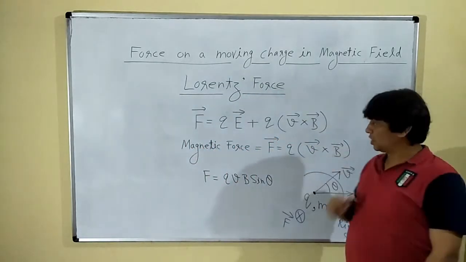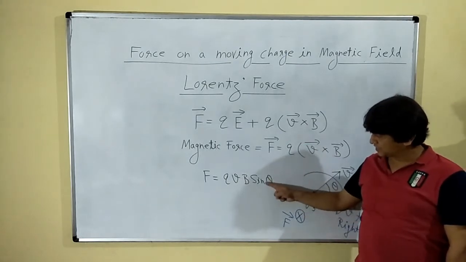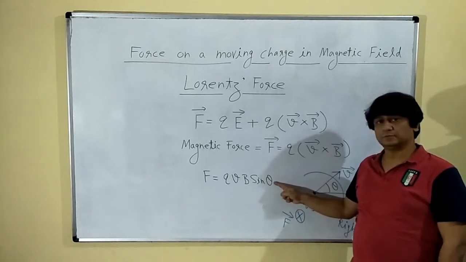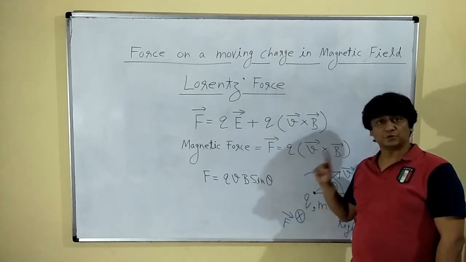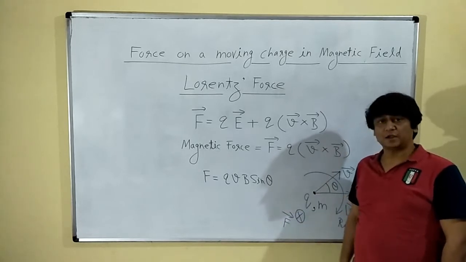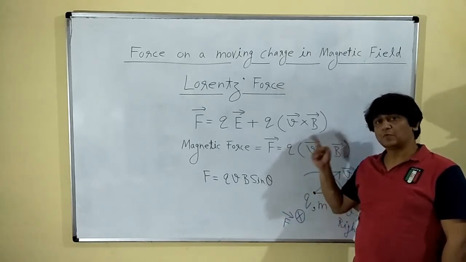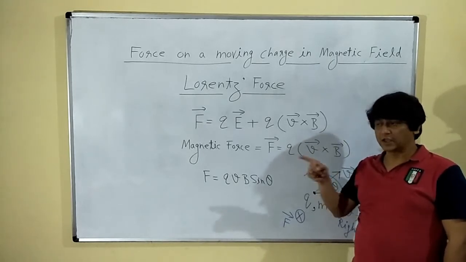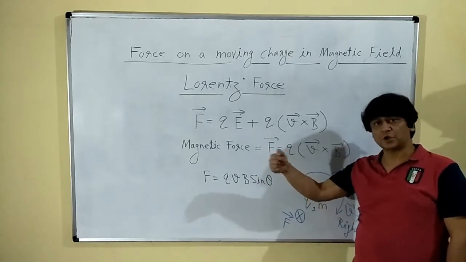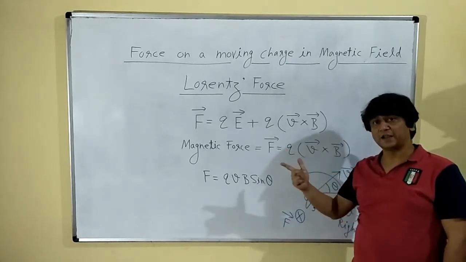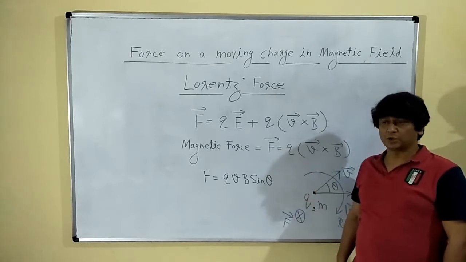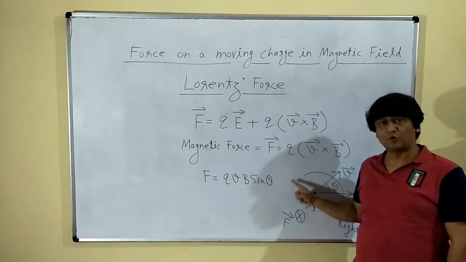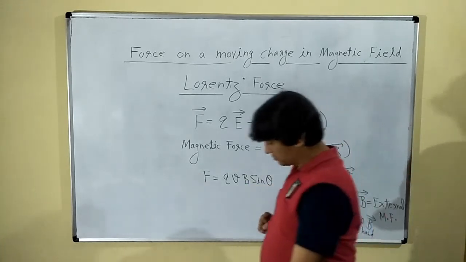The next thing is what? Role of this theta. I hope you can see that if theta is 0, what is sine 0? 0. If theta is 180, what is sine 180? 0. That means if charge is moving along the line of magnetic field, in the direction of magnetic field or just opposite to it, parallel or anti-parallel, in that situation, even if charge is moving, force will become what? 0. Note down this point, third point.